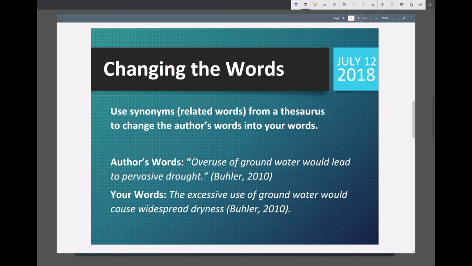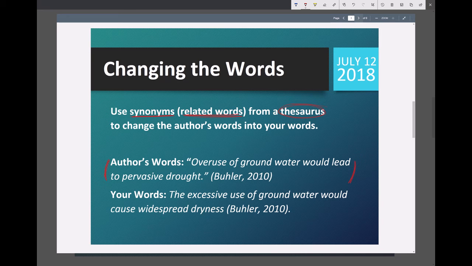So one of the ways you can change the words from the author's words into your own words is to use something called synonyms. These are related words that you can find from a thesaurus. Now your Longman dictionary also includes a thesaurus that you can use to check different words as well. So make sure you can open that and try using the thesaurus in paraphrasing this sentence.